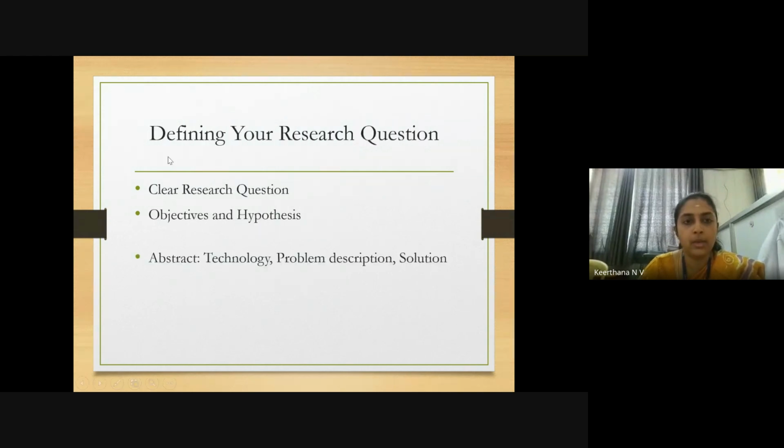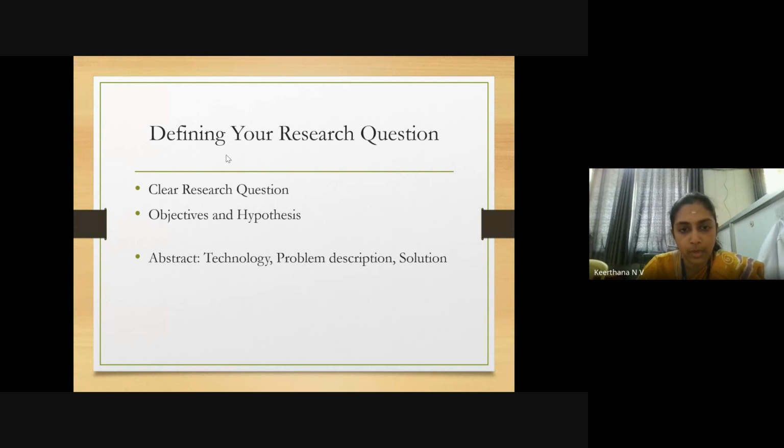Second, you have to first define your research question: in which area you are going to work, under which methodology you are going to write, or whether you are writing a survey paper or a methodology paper. You have to refine that, and maintain a clear view of your paper and the objective of the paper you are going to write.